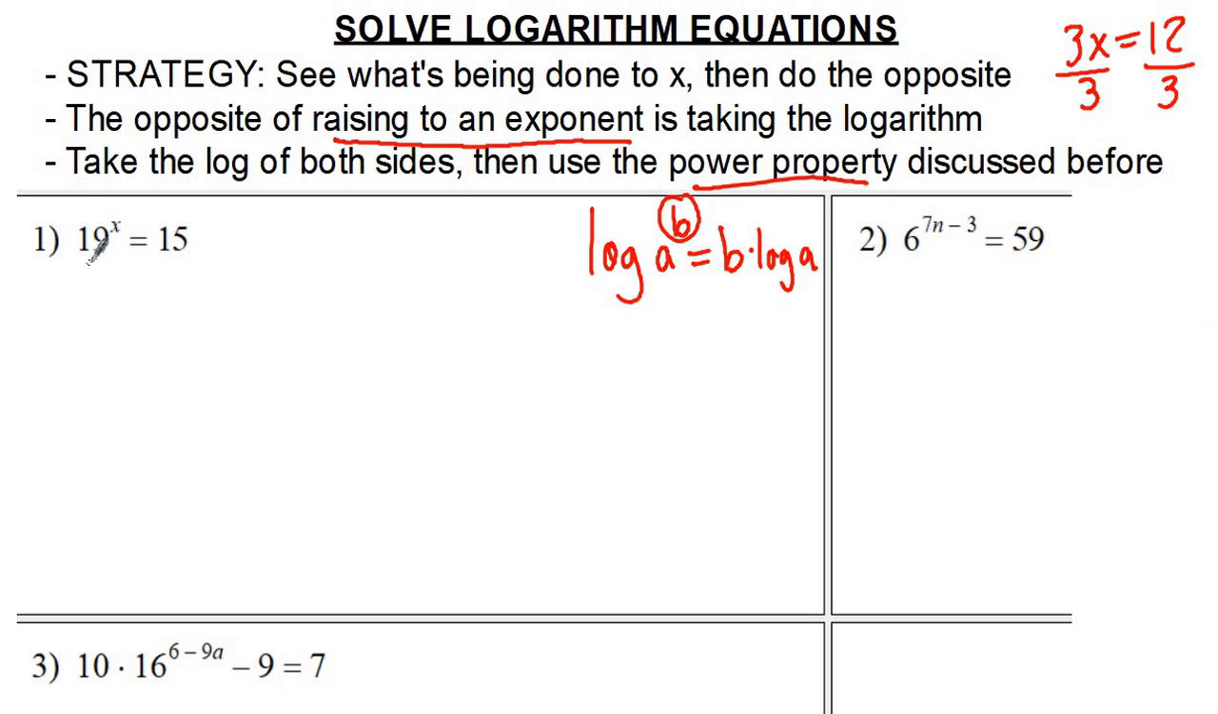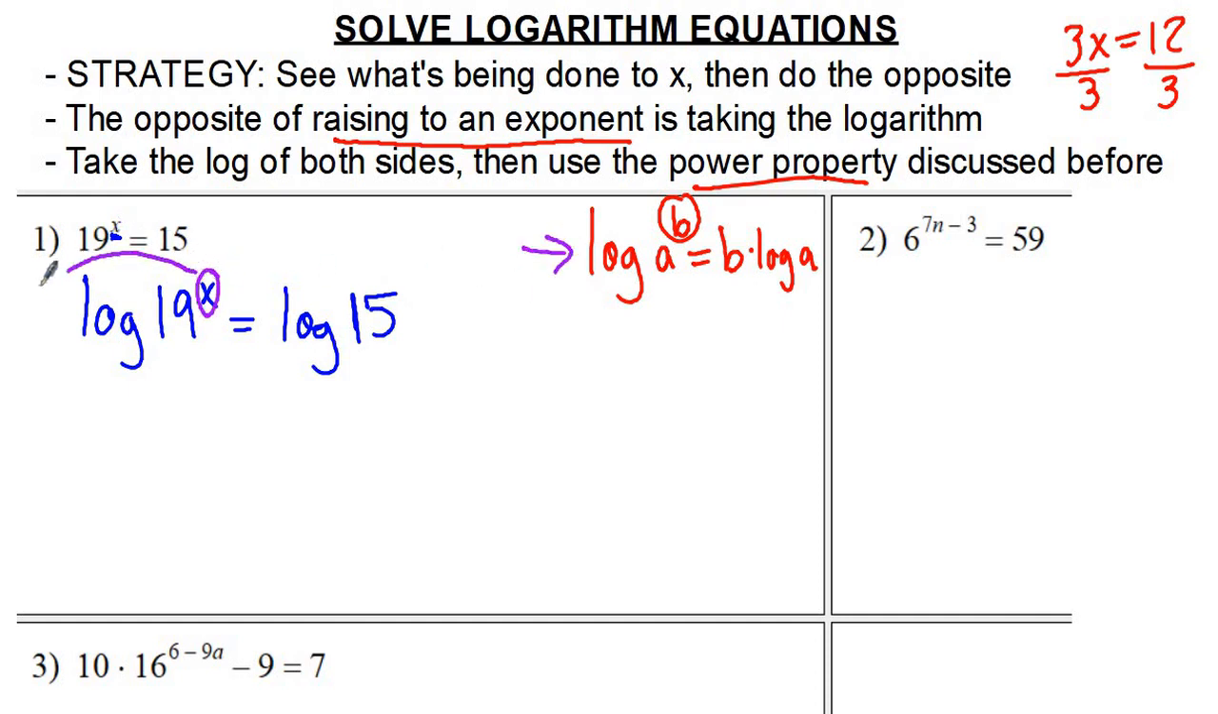Alright, so let's start with number 1. We need to somehow get this power to come down, and we can do that, as we just said, by taking the log of both sides. Okay, whatever I do to one side has to be done to the other. Now at this stage we can use this property. You can't swing the x in front until you've taken the log. That's important. So now that we've taken the log, we can move this in front. So we have x times the log of 19 equals the log of 15, and then x is being multiplied.